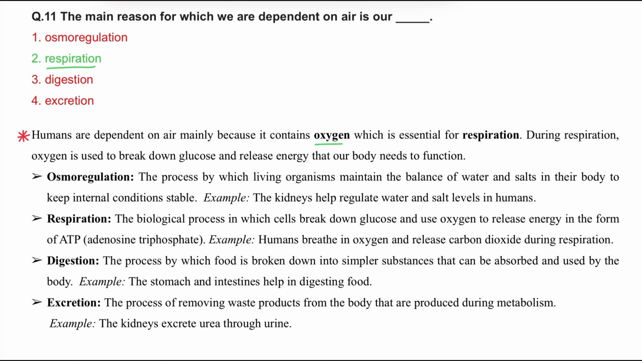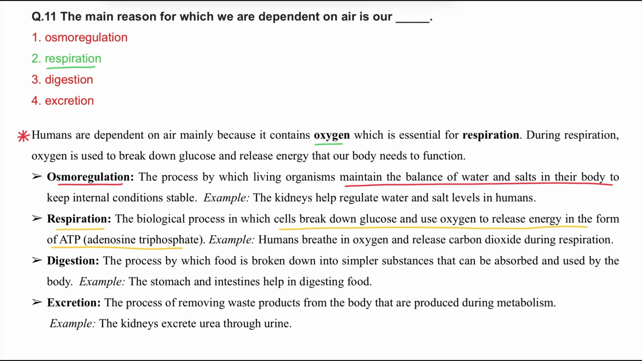Osmoregulation is the process by which living organisms maintain the balance of water and salts in the body to keep internal conditions stable. Kidneys help to regulate water and salt levels in humans. Respiration is a biological process in which cells break down glucose and use oxygen to release energy in the form of ATP, adenosine triphosphate.